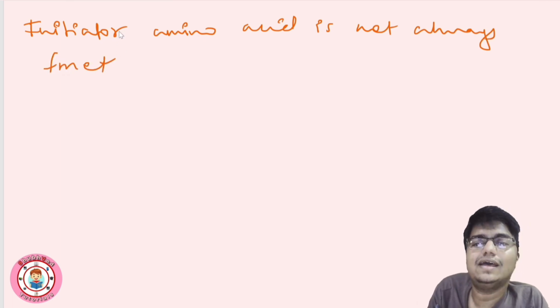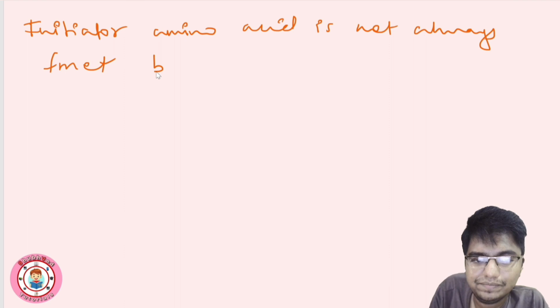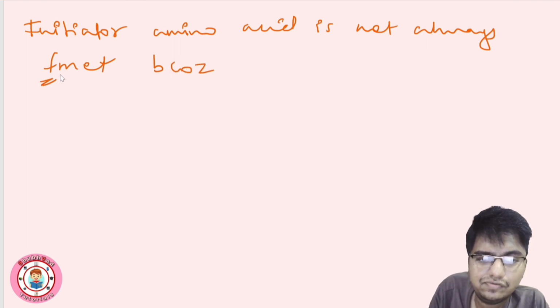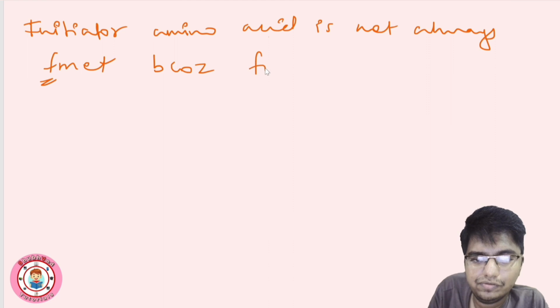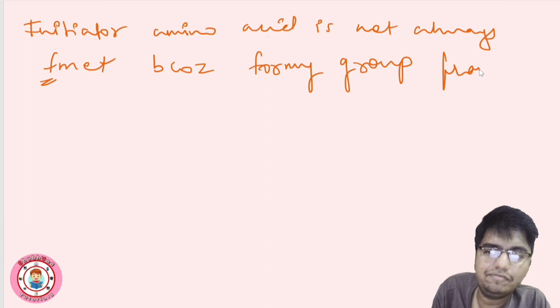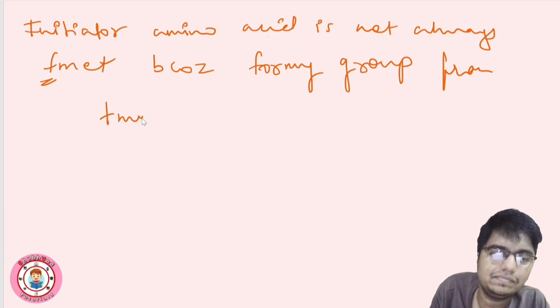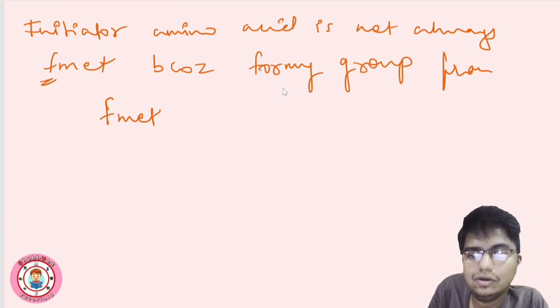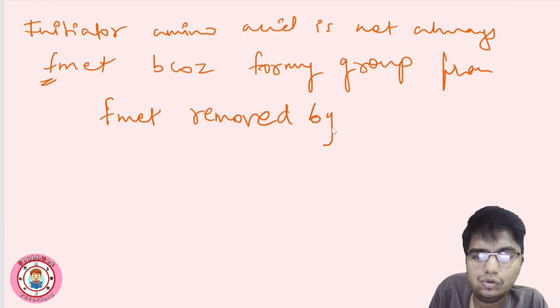मतलब हमेशा FMET ही इनिशिएटर अमीनो एसिड होगा आफ्टर प्रोटीन सिंथेसिस. हमें हमेशा FMET ही मिलेगा पहला, ऐसा नहीं होता. बिकॉज दिस फॉर्माइल ग्रुप is removed also. Formyl group from FMET. Formylated methionine से formyl group removed by deformylase enzyme.